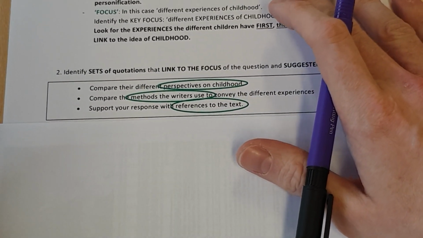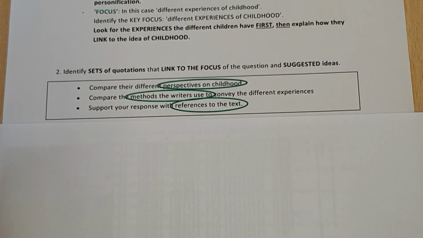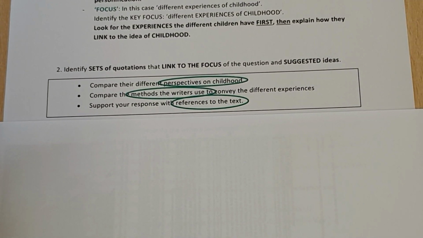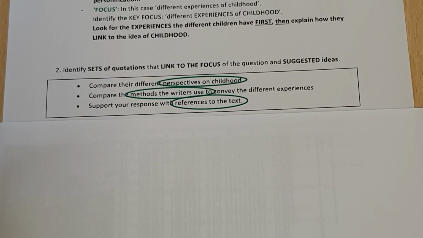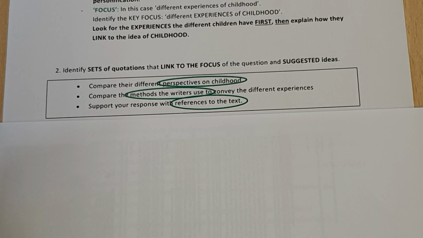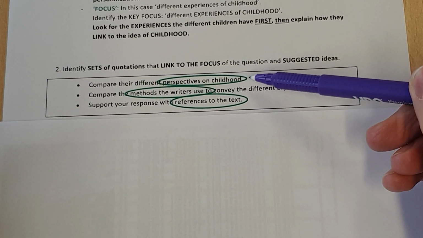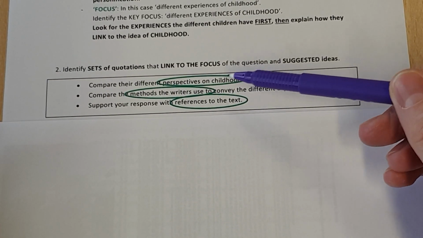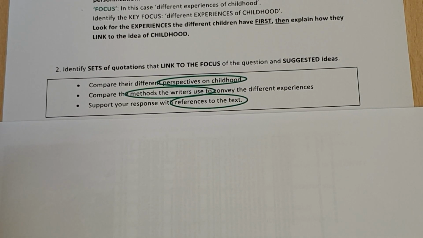The next bit, so when you've done that and you've focused on what the question's actually asking you to do, have a look at the bullet points. The bullet points are there to give you a guide to structure your answer. So in this case, identify sets of quotations that link to the focus of the suggested ideas. Obviously, we're being asked to compare the different experiences of childhood, but look at the perspectives. What are the perspectives? How do the children view their own childhood? How does the writer view their childhood?